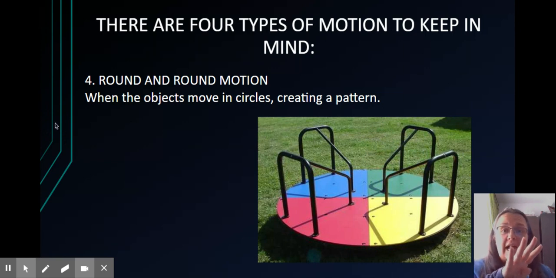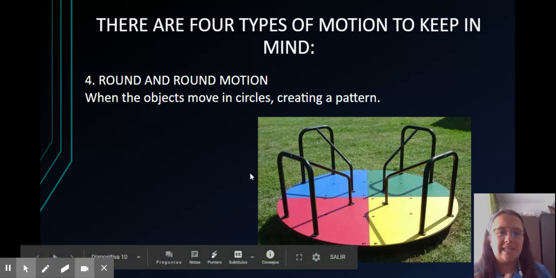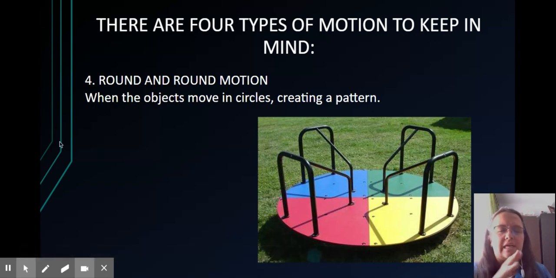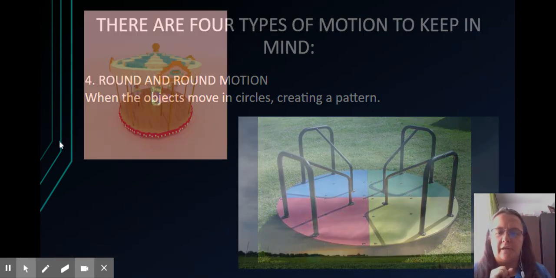The fourth type is the round and round motion. That is when the objects move in a circle, creating a pattern. Like, for example, the spin wheel that we have in Transitions Park. Do you remember? You have a lot of fun in that game in the park.